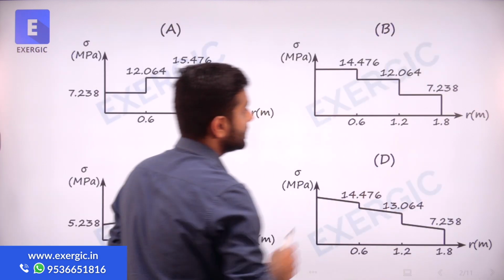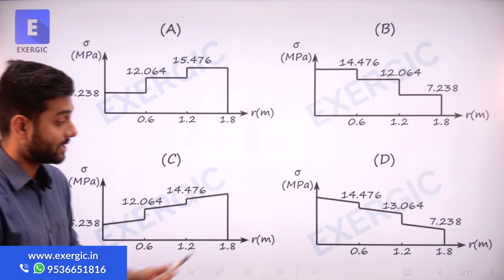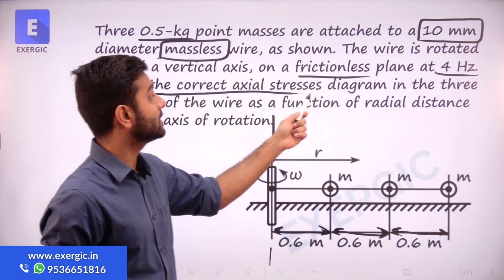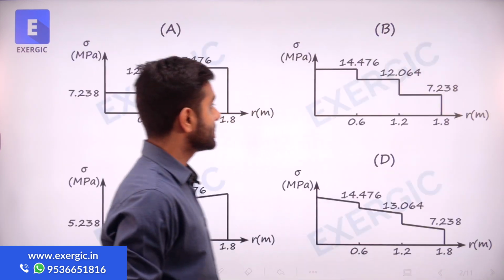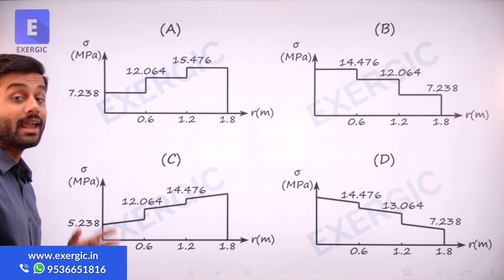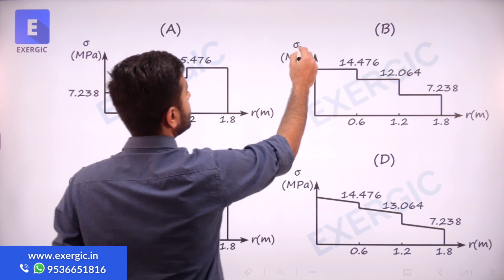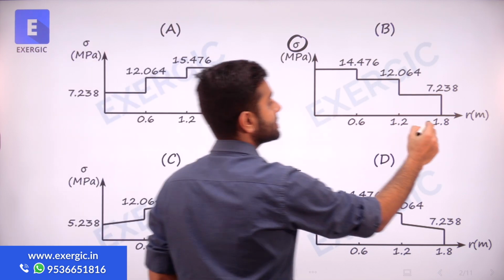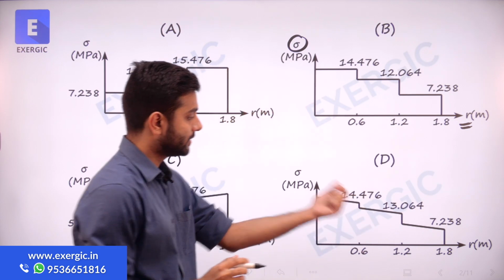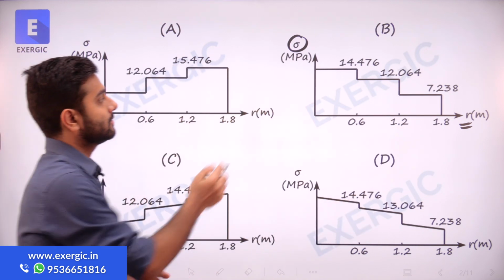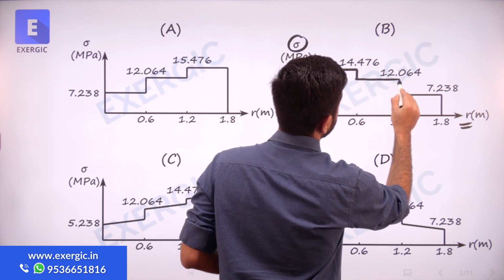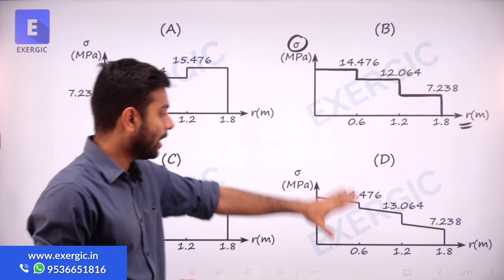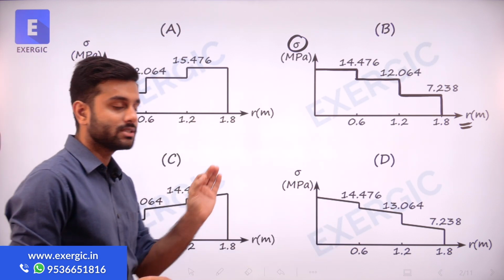So basically these are the 4 options which are given to you in the same question. These are the part of the question only. It is asking you to choose the correct axial stress diagram. So it has given you 4 different diagrams. These are axial stress diagrams. All of them on the y-axis have stress, sigma in megapascal, and on the x-axis they have radius in meter. And then you have different diagrams shown to you, different values, different patterns. It is asking you out of these 4, you have to choose the correct one.